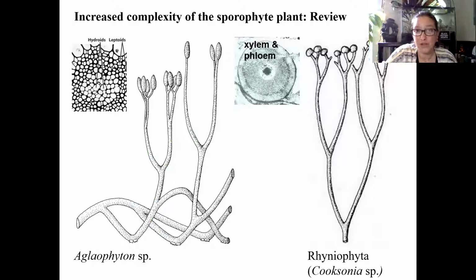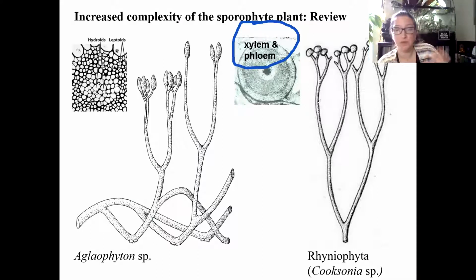But then by the time we get to Cooksonia, which is here on the right, now we officially have xylem and phloem in the stem. Even though it's primitive xylem and phloem, it's still considered xylem and phloem for the purposes of this class. So it's officially vascular. It's official, no longer intermediate. But similar to the intermediate one, we still don't have any leaves, right? We have photosynthetic stems, still no leaves.